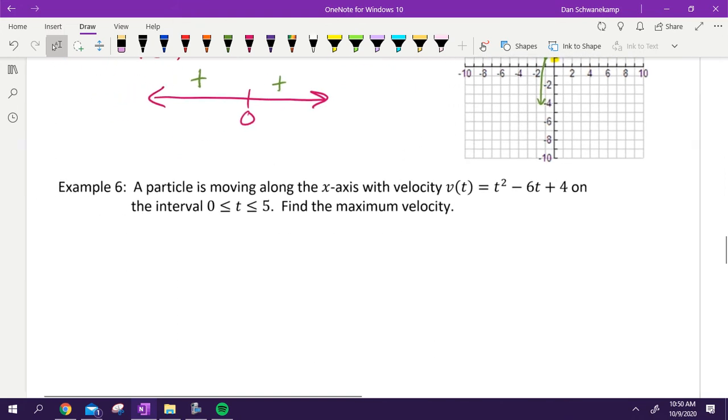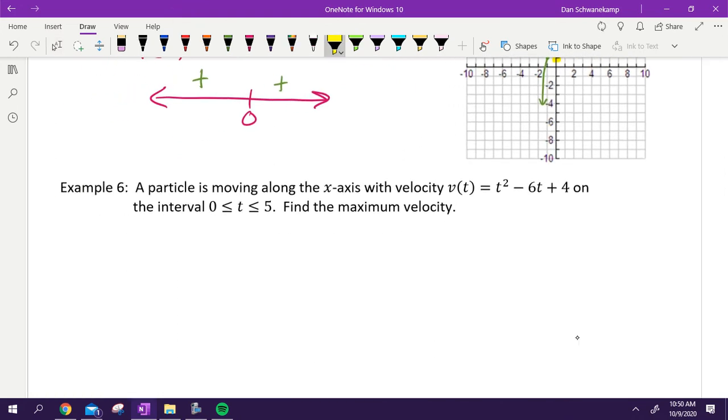All right, let's do this one. Example 6. A particle is moving along the x-axis with this as its velocity on the interval from 0 to 5. Our job is to find the maximum velocity. They gave me velocity. I want to know the maximum of that. What do I do to find maximums? I'm going to take the derivative. I got endpoints, so I'm going to check some endpoints as well. But the other thing I'm going to do is take the derivative. So find what v prime of t is, and then figure out what the critical numbers are.